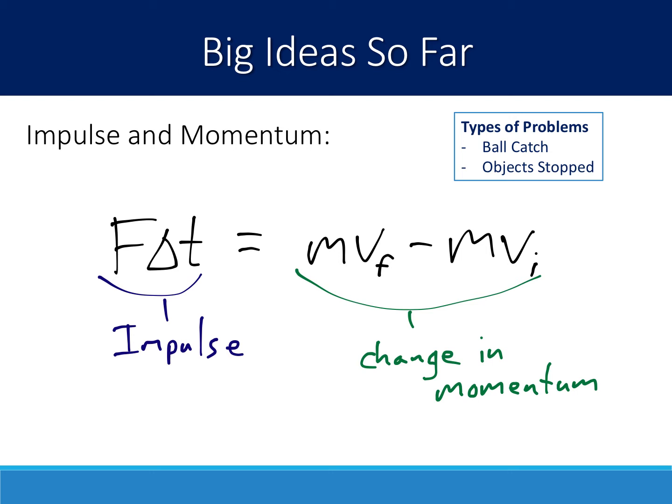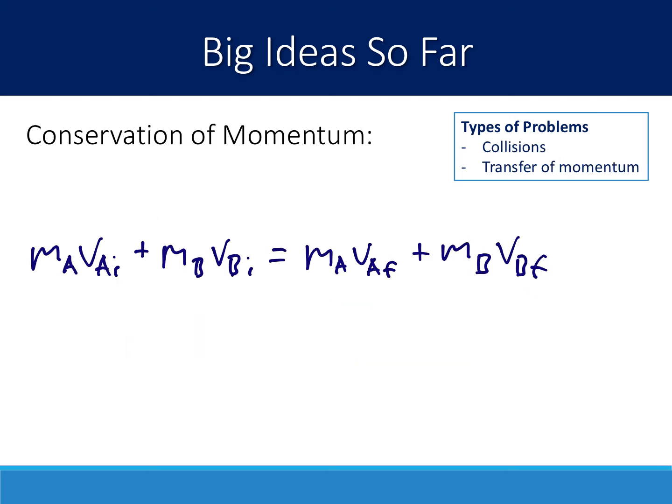All right, so we're going to take a look at this and expand on it in terms of collisions today. Now, the other big idea we talked about in past lessons was conservation of momentum, where the total momentum before is equal to the total momentum after, and we're just looking at different objects. So the momentum of object A plus the momentum of object B before is equal to the momentum of object A plus the momentum of object B after.